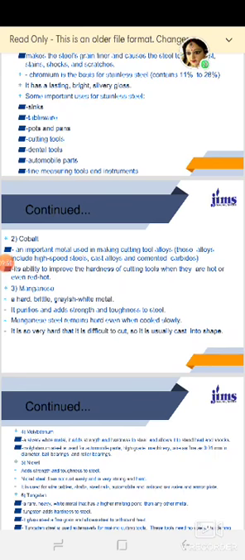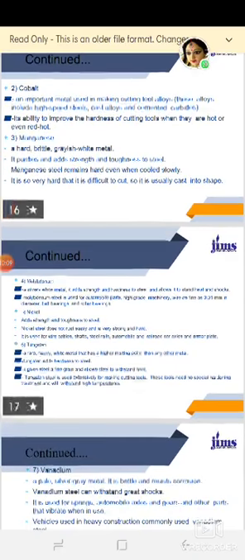Next is manganese. Manganese is a hard, brittle, greyish white metal. It purifies and adds strength and toughness to steel. Manganese steel remains hard even when cooled slowly. It is so very hard that it is difficult to cut, so it is usually cast into shape.